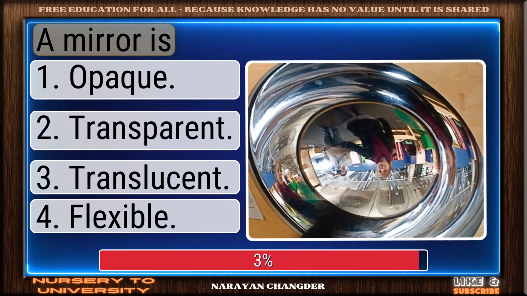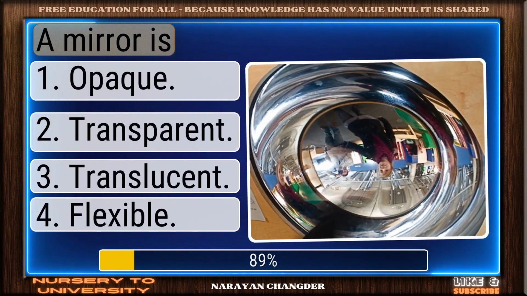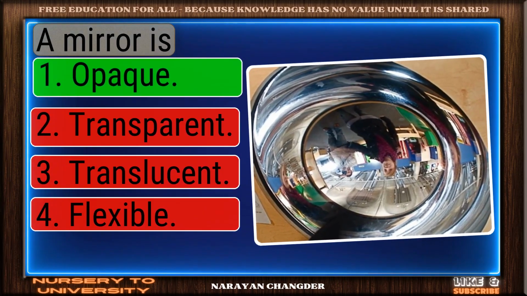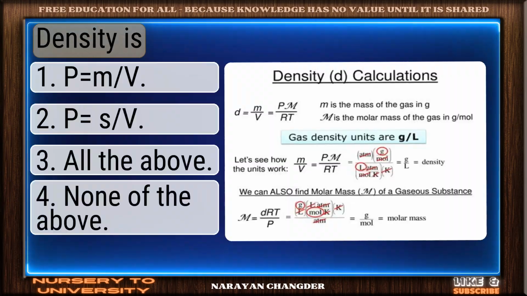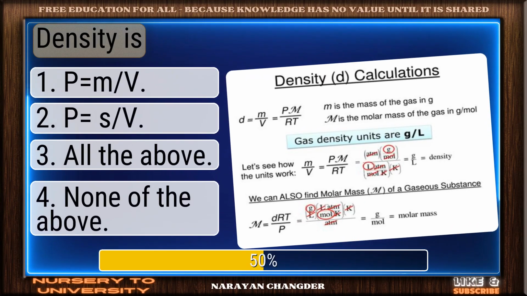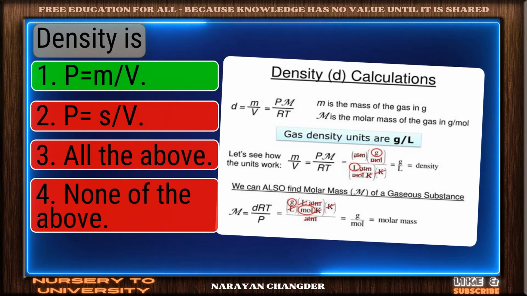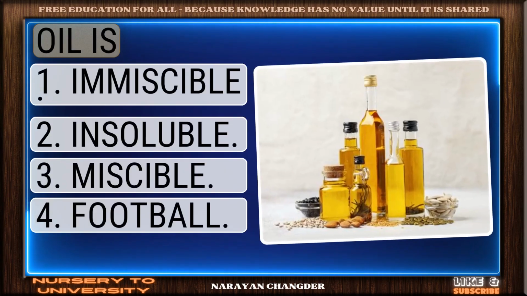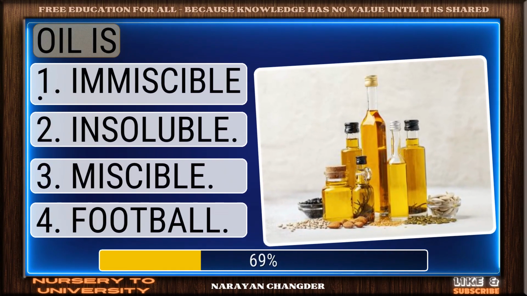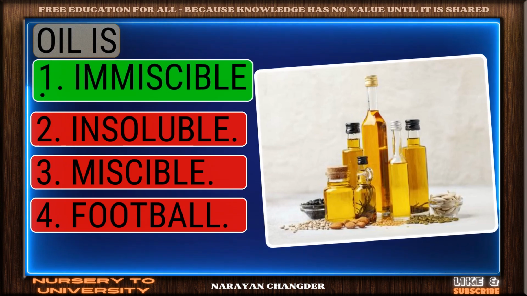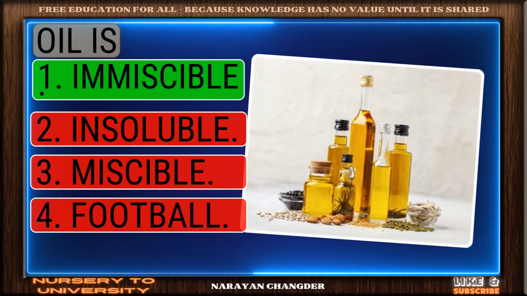A mirror is. Strong choice. Opaque is the right answer. Density is. Good thinking. P equals m over V is the right answer. Oil is. Smart move. Immiscible is an accurate answer.